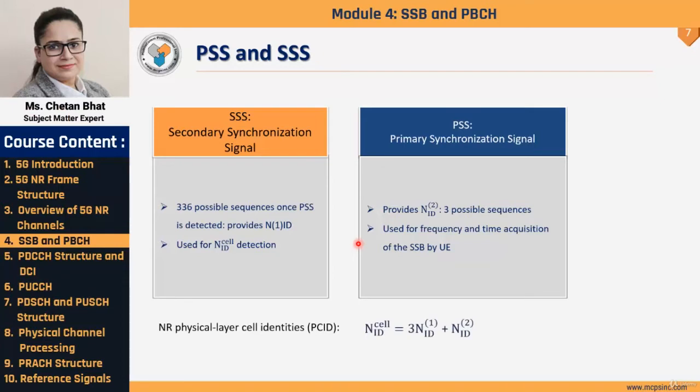So with the help of PSS and SSS, the UE can read or decode the PCI, or physical cell ID, which can be identified by using an expression which is 3 times SSS plus PSS. That gives us the total number of PCIs, which is 1008. So in LTE we had 512 PCIs. In 5G we have double the number of PCIs, which is 1008 PCIs.